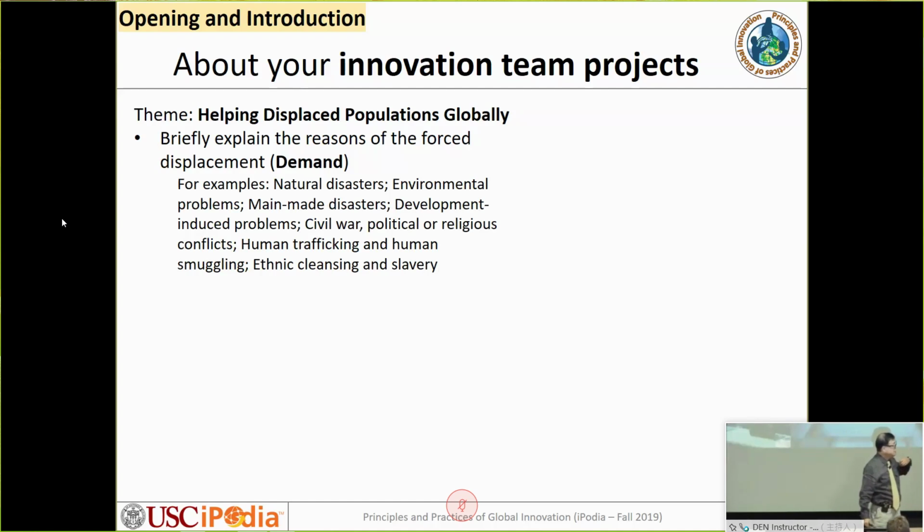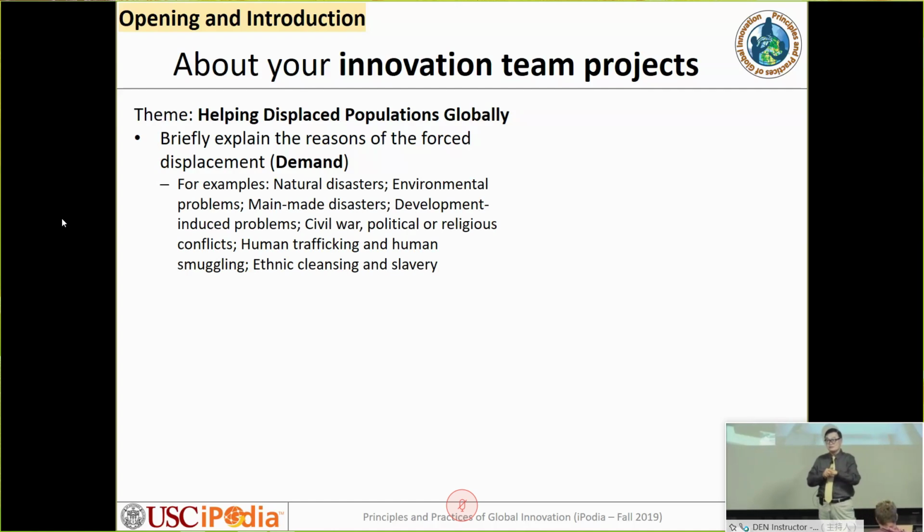So here I give you some examples of the reasons. Say, for example, people can be forced to leave home because of natural disaster, right? Now, if you follow the news in America, you can tell in the last month we had a major hurricane hit Puerto Rico. Just last week, we had another major one hit the Bahamas, right? Because of this natural disaster, you are going to see people have to migrate from their home. So this is one of the reasons.